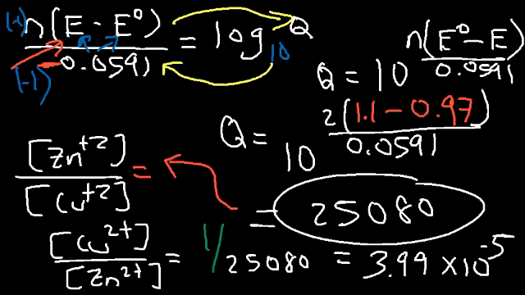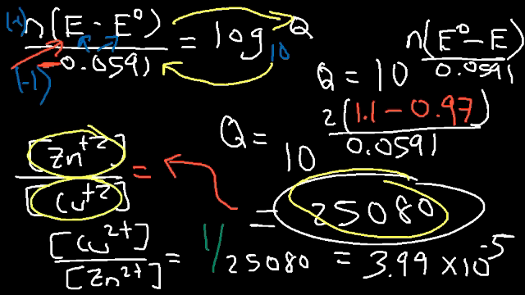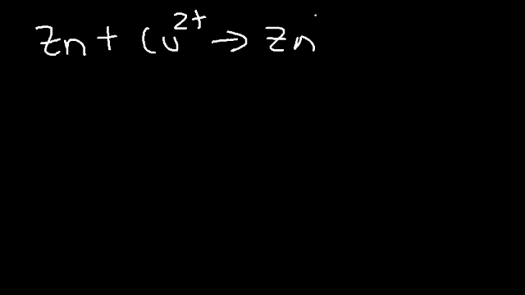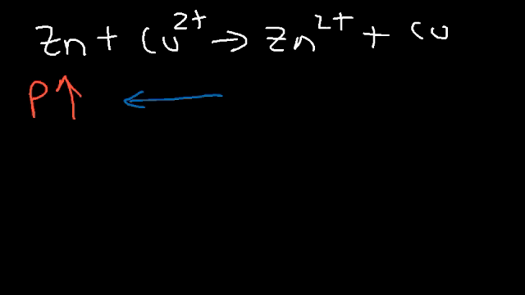So looking at this number, the 25,000 means that there's a lot of products relative to reactants. So this is a product favored system. So now let's go back to our net reaction and let's see what is going on here. So if Q is very large, that means we have a lot of products and a very small amount of reactants. So if we increase the products, will the reaction shift to the right or to the left? If you increase the concentration of the products, it's going to shift to the left.